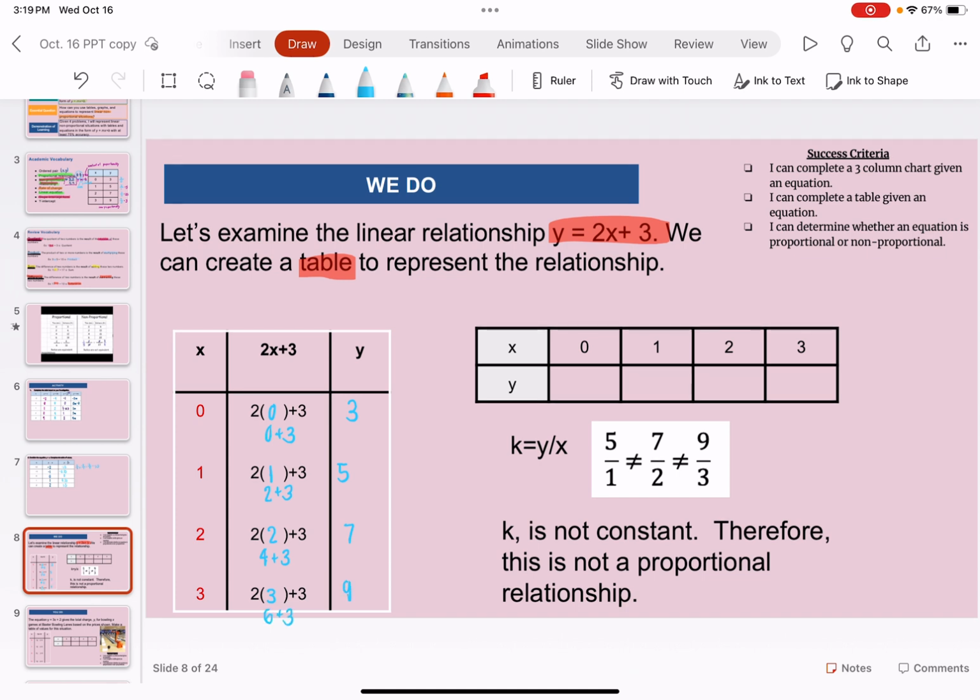So this is a vertical table, right? If we took out that middle section of the 2x plus 3, we have our x values on the left side, our y values on the right side. Now we're going to transfer the numbers into our horizontal table. So when x is 0, y is going to be 3. When x is 1, y is 5. When x is 2, y is 7. When x is 3, y is 9.